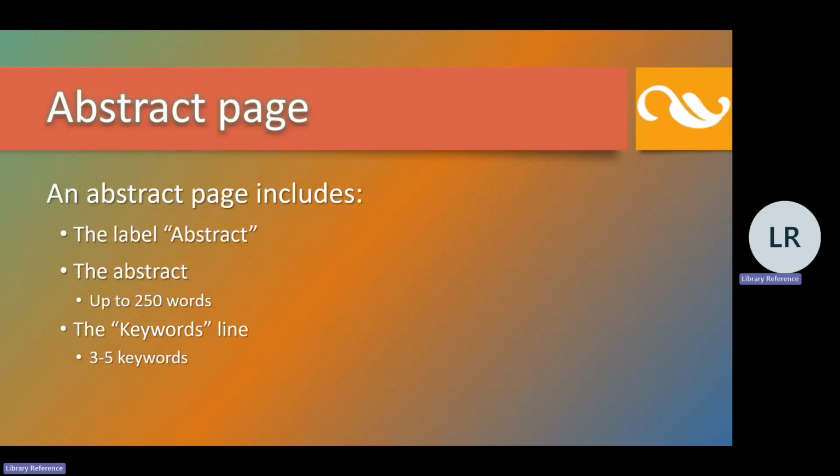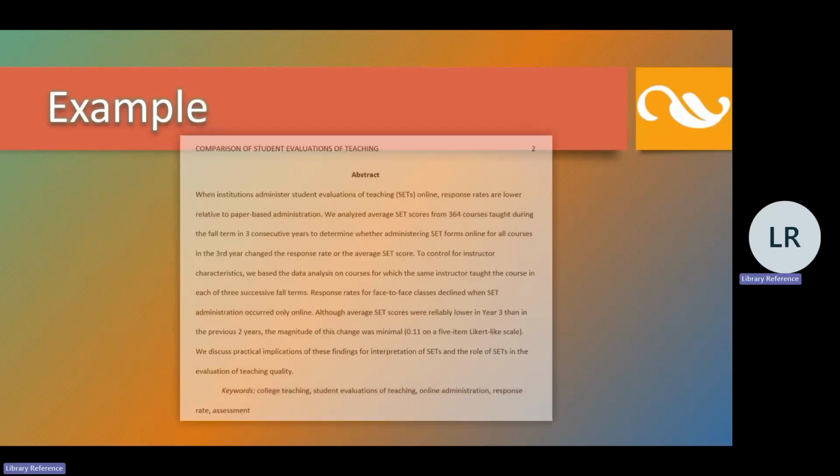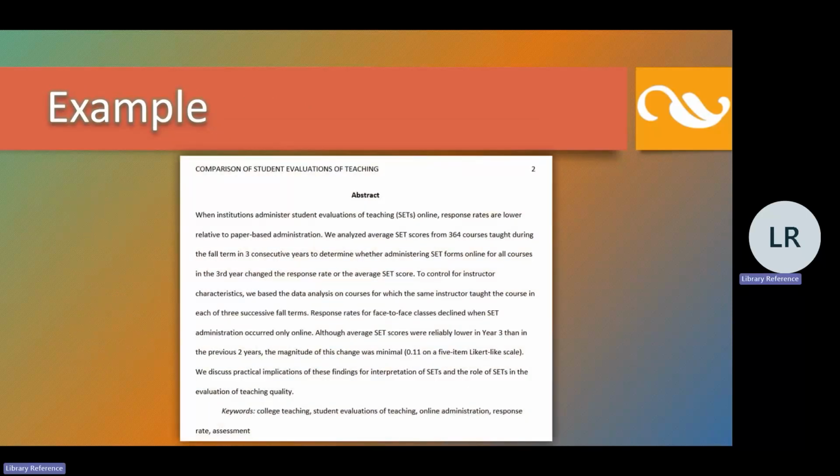What are these key terms? They are keywords that describe the main content of the paper. So an abstract page looks something like this. Obviously, this is not the entire page, but what do we see here? We see the label abstract at the top.